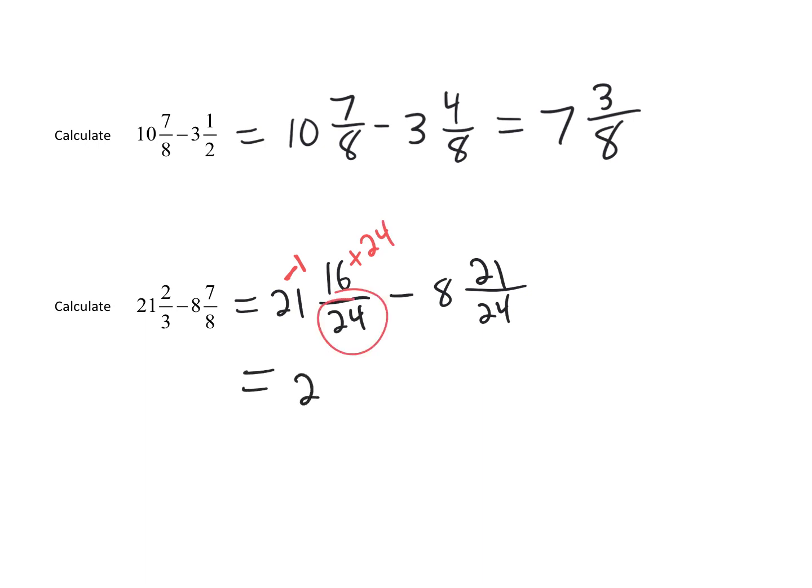So this now becomes 20 and 40 over 24 minus 8 and 21 over 24. Do our subtraction. 20 minus 8 is 12. 40 minus 21 is 19.